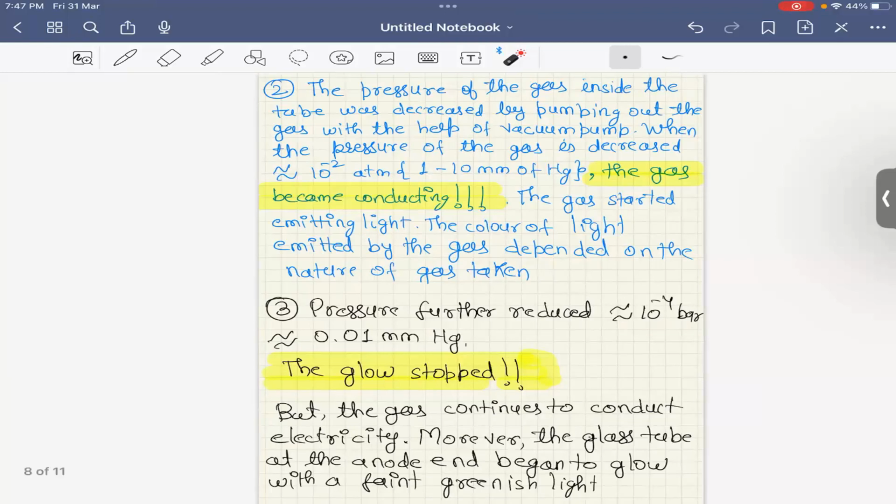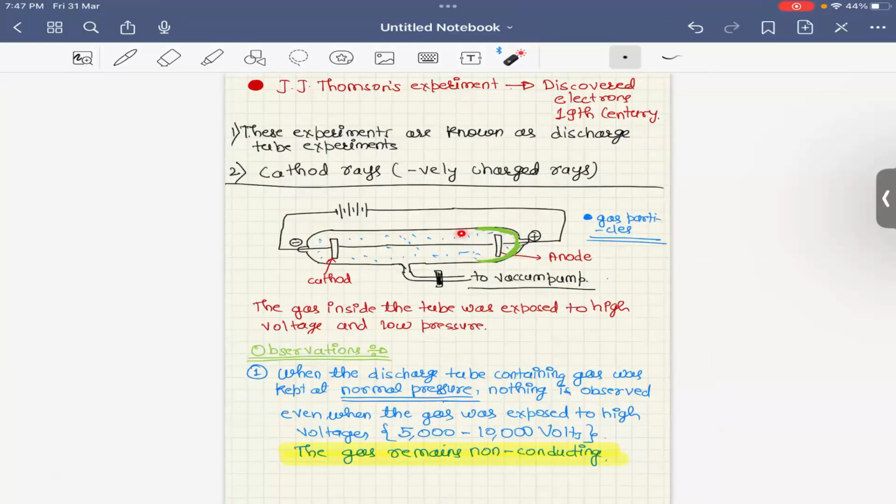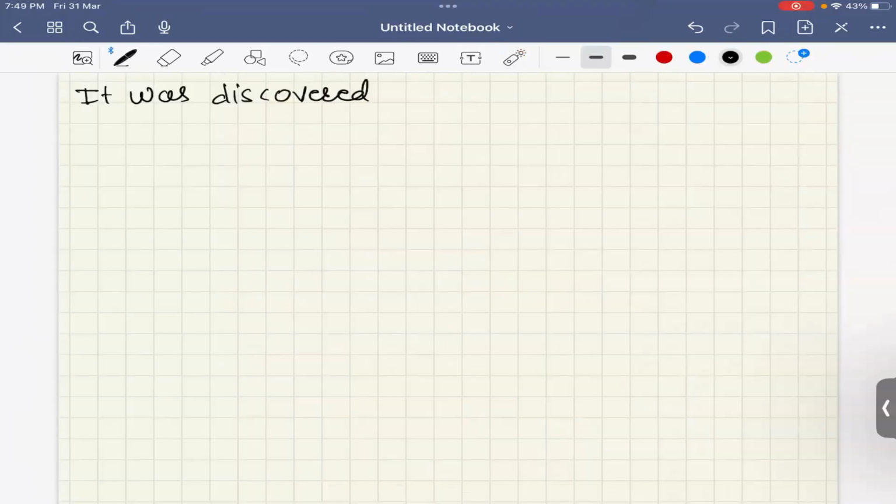However, the glow on the anode side of the tube started to happen, right? So how did they know about this glow? The inner layer of this tube was coated with fluorescent material, which is usually a phosphorus-based material, which glows when any particle hits it.